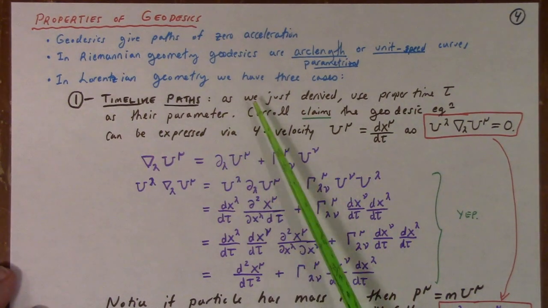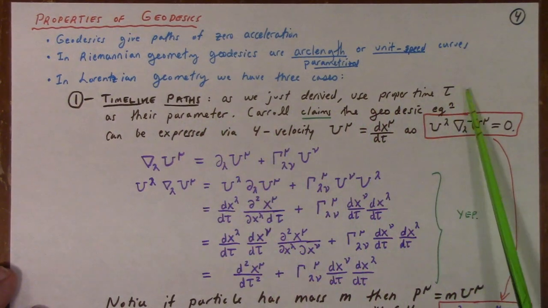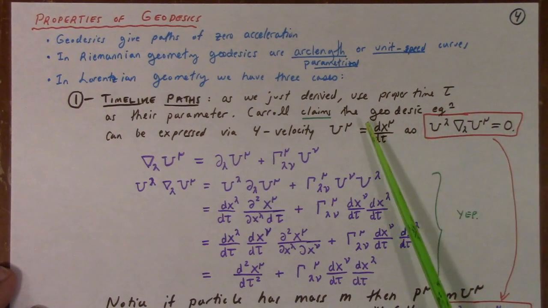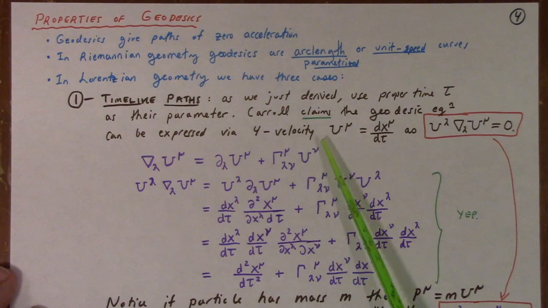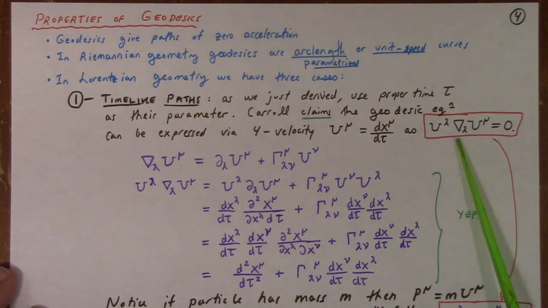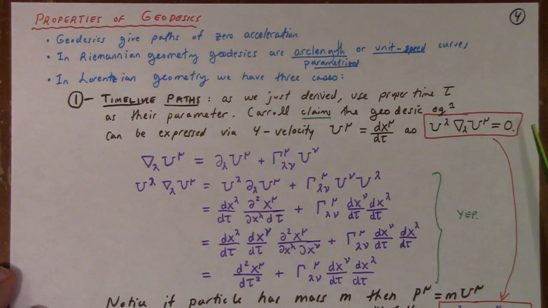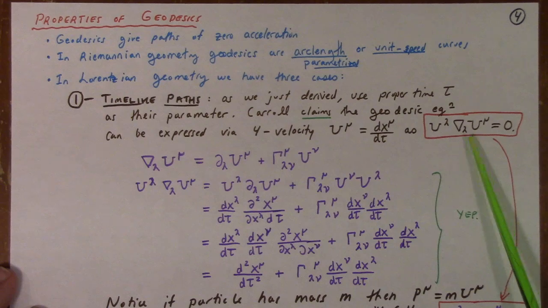Time-like path. If we have a time-like path, like we just derived, we can use the proper time tau, which is analogous to arc length in this context, as the parameter. And Carroll claims that the geodesic equation can be expressed via 4-velocity as this. I think we called this the covariant divergence or something, right? And here's the proof that we can write the geodesic equation as this. Here it is right here.